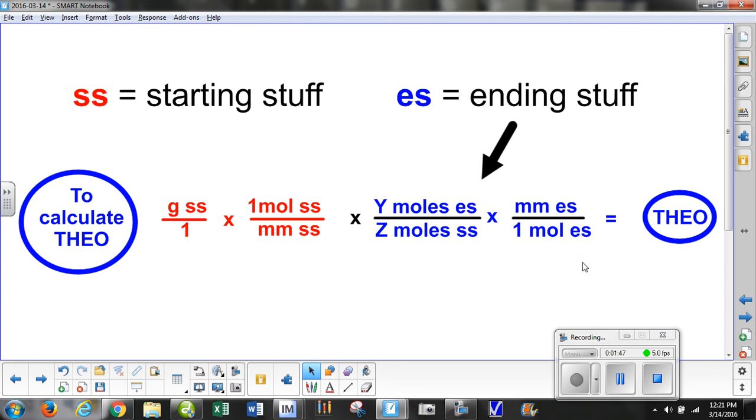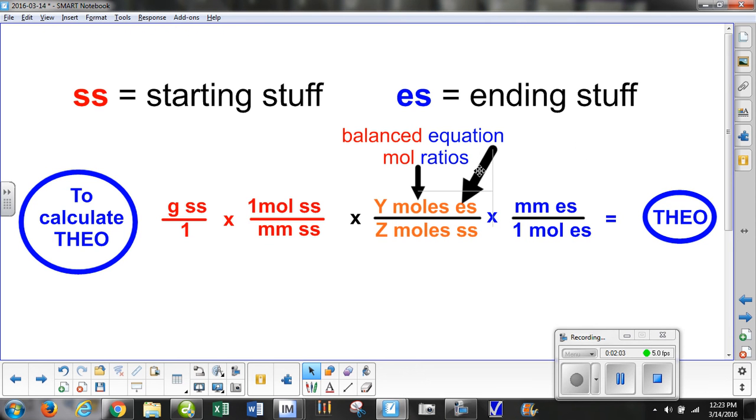So why don't we make that in a different color? Now that we have the moles of the starting stuff changed to moles of the ending stuff, where did this actually happen? Well, guess what that is? And now once we have the moles of the ending stuff, we can change those moles of ending stuff into grams using the molar mass on top and the moles of the ending stuff on the bottom for our last fraction. And that gives us the theoretical yield.